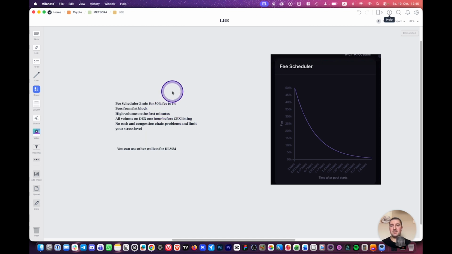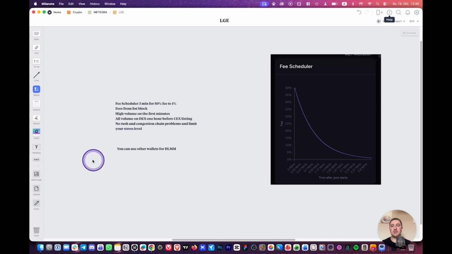And fees from the first block can really be a thing here, because there will be a lot of volume that will go straight to us, the liquidity providers, and all the volume on the DEXs will be here for an hour before the CEX listing. So this is something pretty great for us.